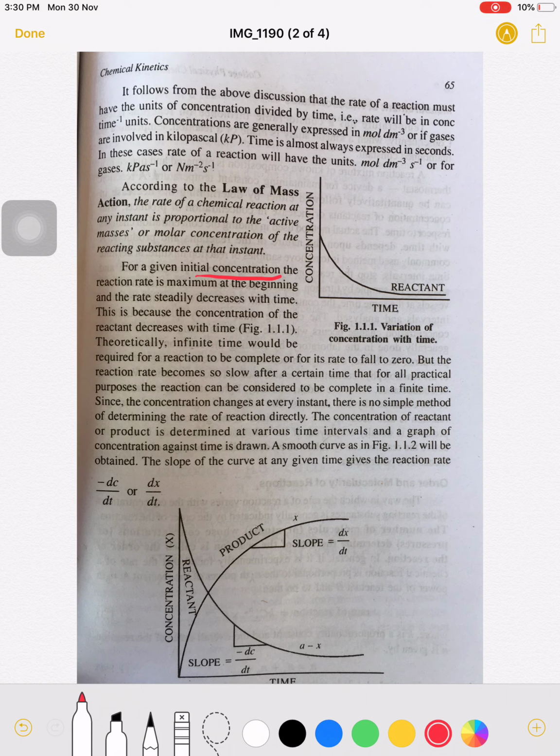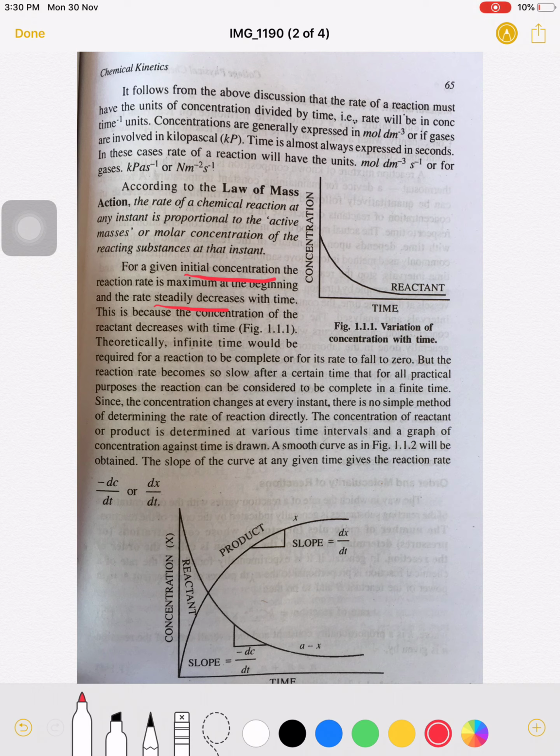Now see here this graph: as time goes on increasing, the concentration of reactant goes on decreasing. Initially the change in concentration is sudden, but after some time the change in concentration remains small, or steady. So for a given initial concentration, the reaction rate is maximum at the beginning, and the rate becomes steady or decreases with time. Now see here why this graph is like this.